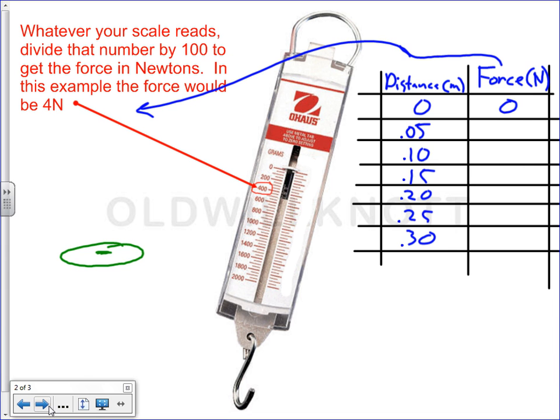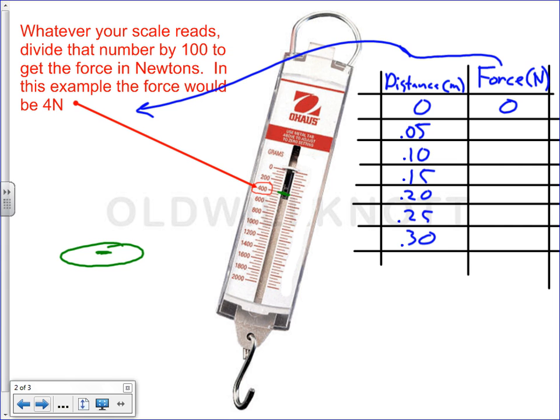Anyway, here's the good news. It's not that hard to convert the reading in grams to newtons. Whatever your scale reads, divide that number by 100 to get the force in newtons. So in this example, the force would be 4 newtons. So you can see here, if this tab was down here at 400 grams, that's 4 newtons. Everybody all right with that? It's a pretty easy conversion, right? We can all handle that. Agreed?